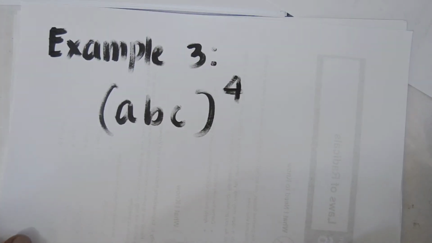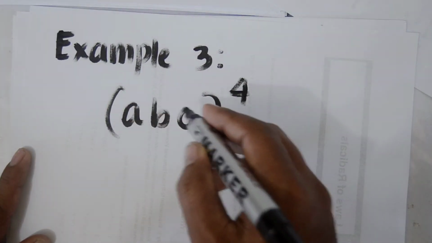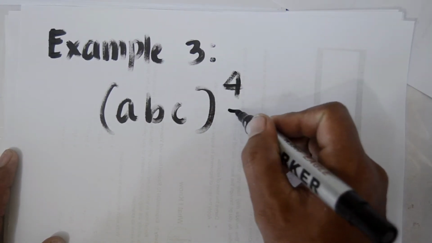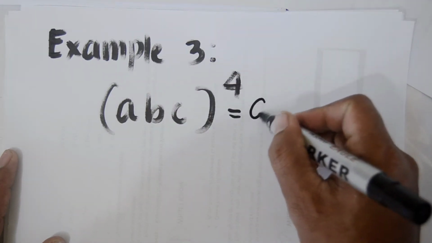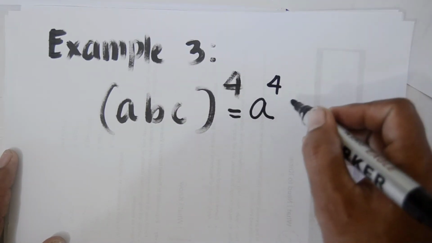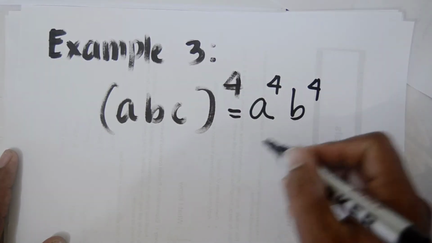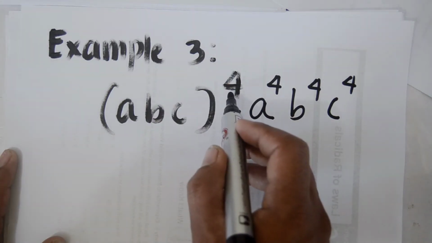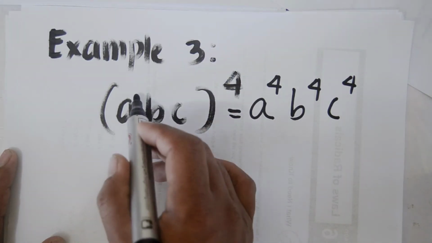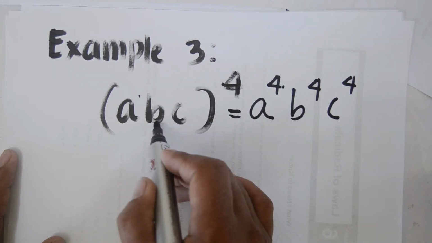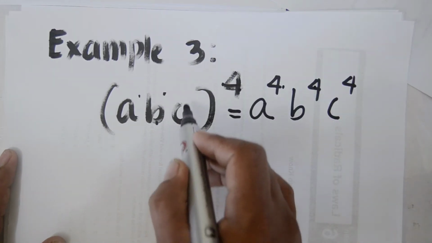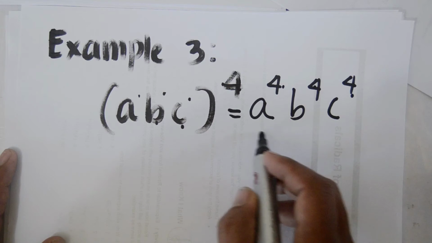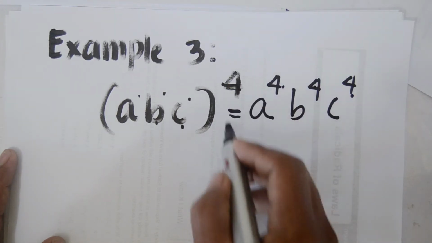Okay, example number 3. Quantity of a times b times c raised to the power of 4. Following the rule, distribute 4 to each term. So a to the power of 4, b to the power of 4, c to the power of 4. So we multiply the exponent in each term by 4. So 1 times 4 is 4 for a, 1 times 4 is 4 for b, 1 times 4 is equal to 4 for c. And that is our final answer because this cannot be simplified. That is our simplified form.